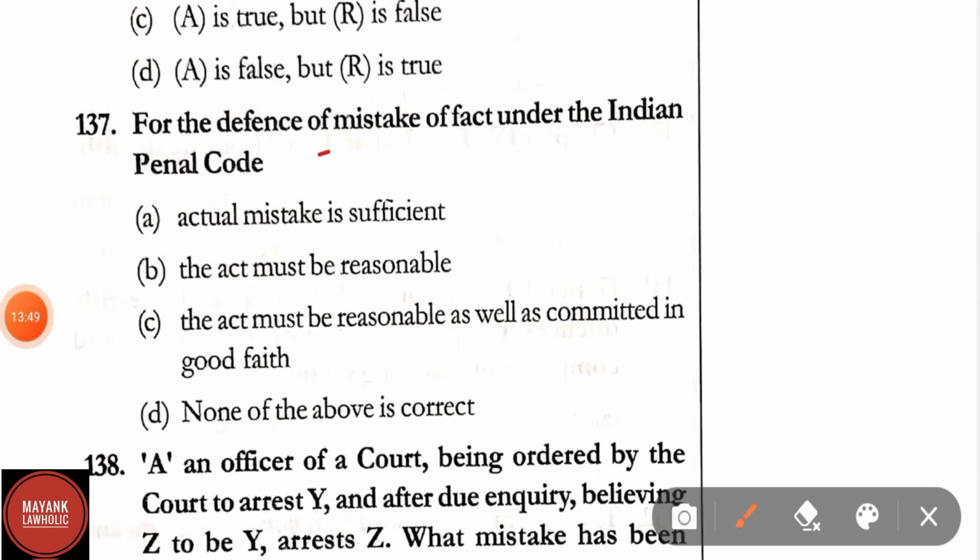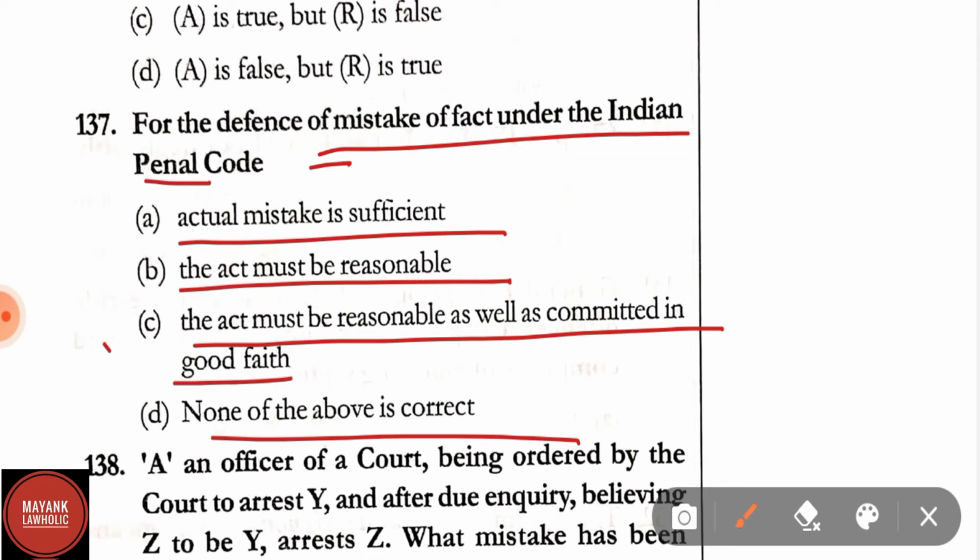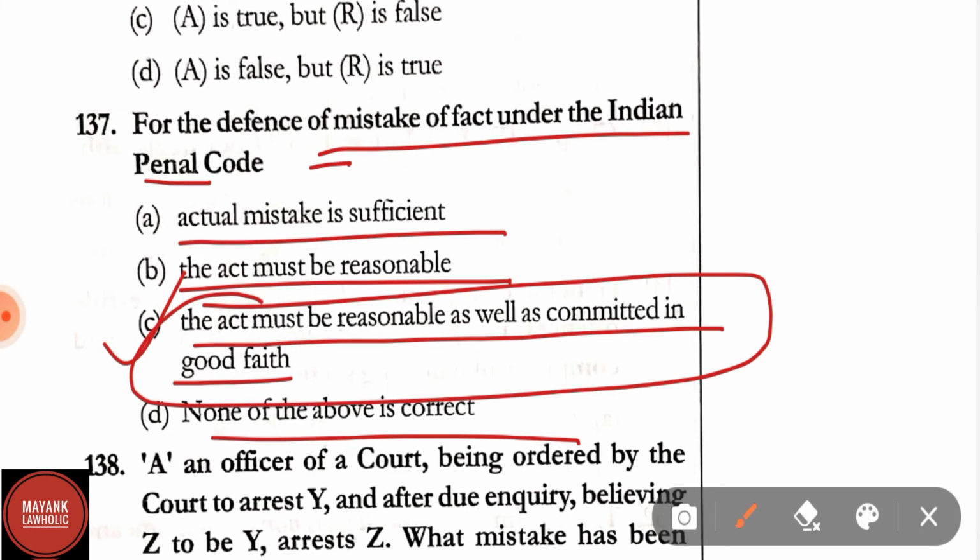Question number 137. For the defence of mistake of fact under IPC: option A, actual mistake is sufficient; option B, the act must be reasonable; option C, the act must be reasonable as well as committed in good faith; option D, none of the above is correct. Here the correct answer is option C, that is the act must be reasonable as well as committed in good faith.